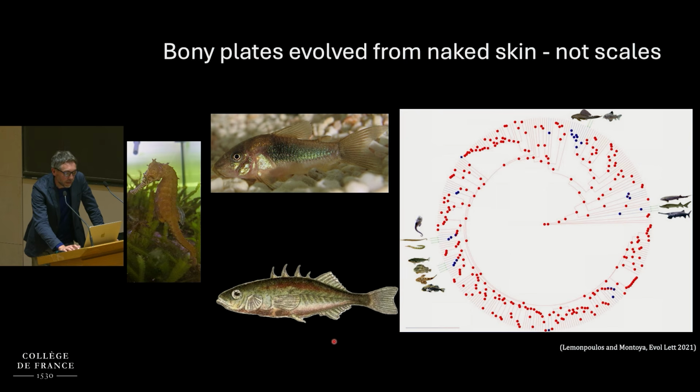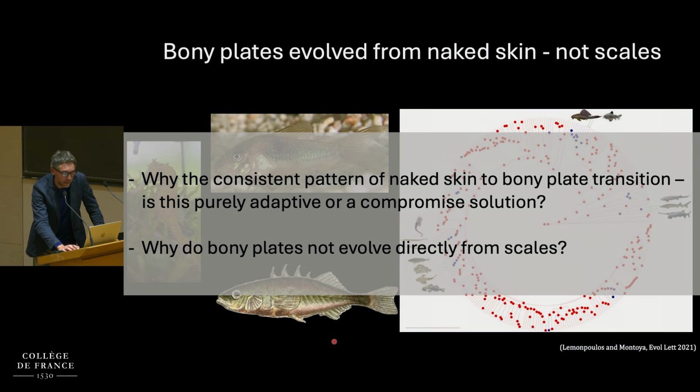So coming back to the slides, bony plates follow this trajectory. They evolved from naked skin, not from scale. If we then try to answer these questions, why do we see this consistent pattern of naked skin to bony plate transition? Is this purely adaptive? Are the bony plates simply the best evolutionary solution that the animal could come up with? Or should we interpret them as a compromise solution, a balance between natural selection and what the developmental mechanisms were actually capable of providing as variation?